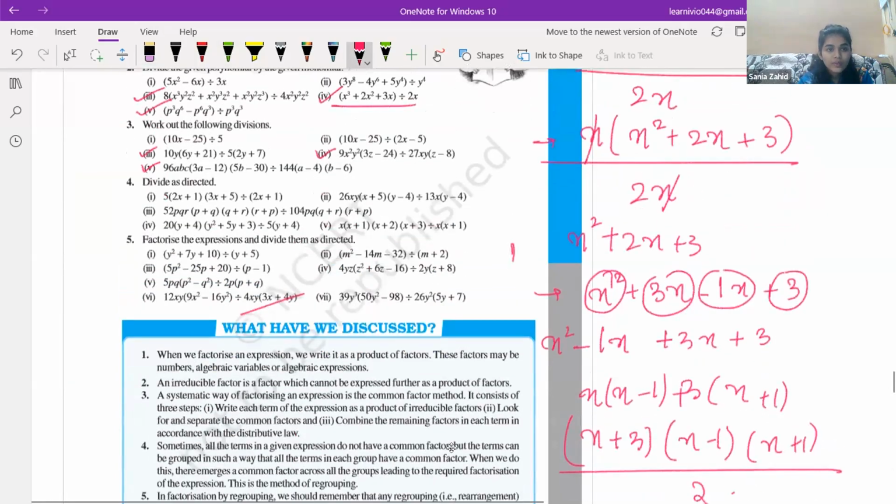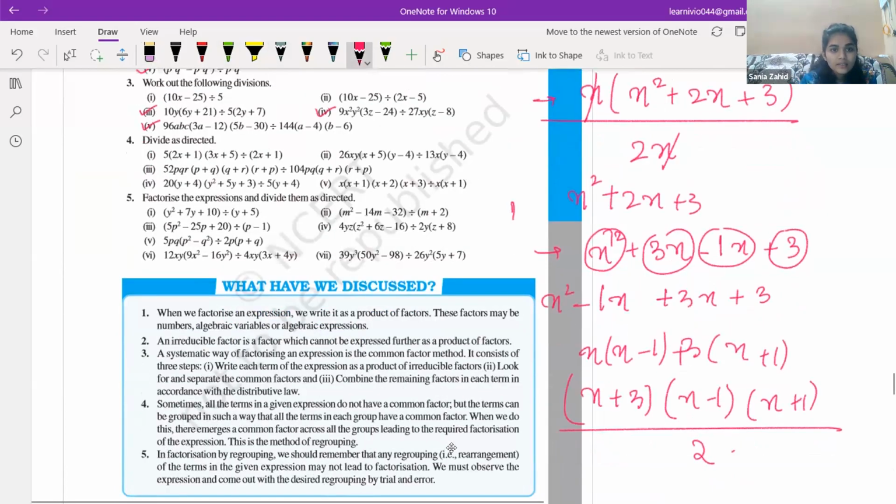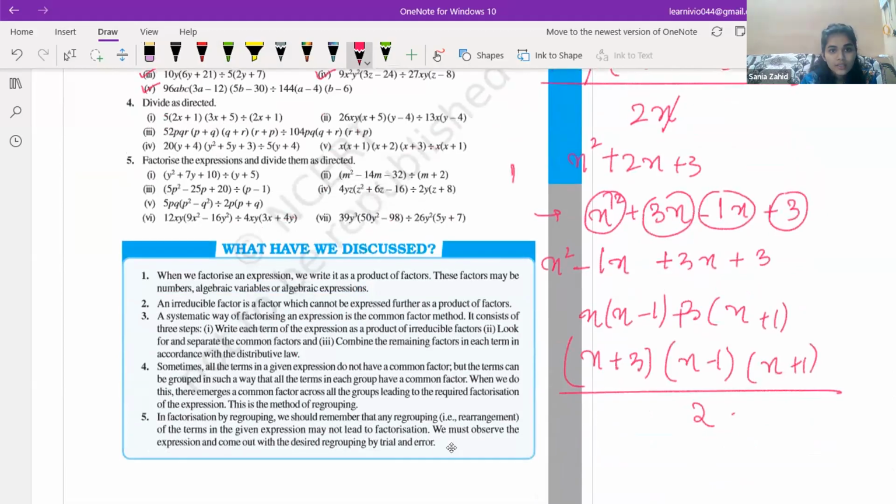Now I have the fourth question. Come to the fourth question. You can practice question number 3 and 5. Don't practice 3 and 5. Wait. Practice 3 and 4. These are nice questions. Practice 3 and 4. Then we'll discuss.